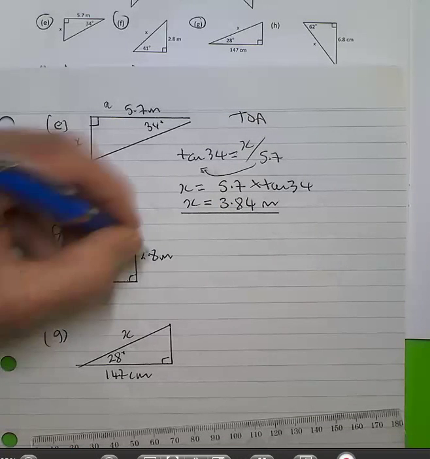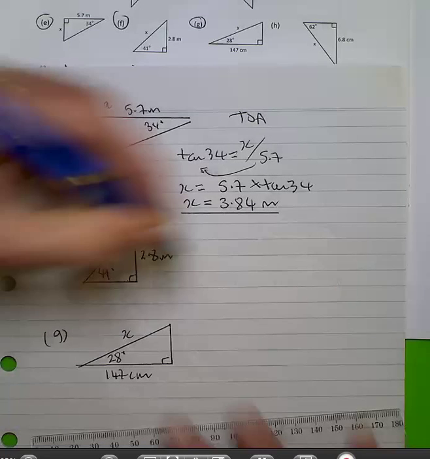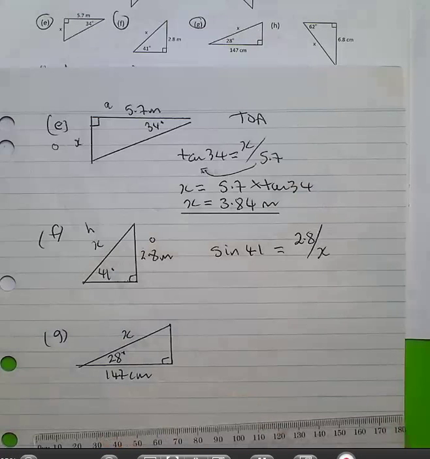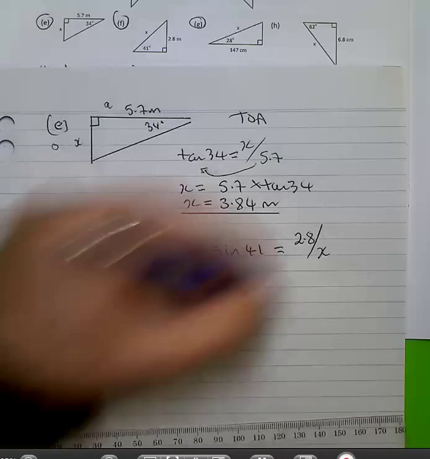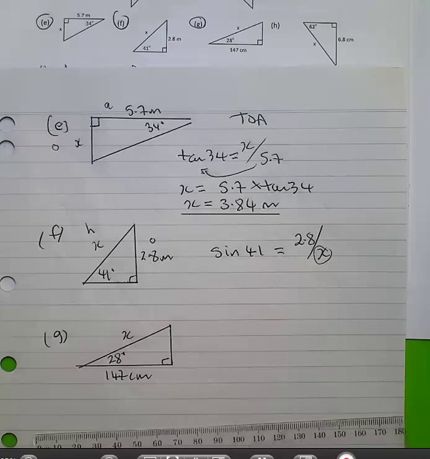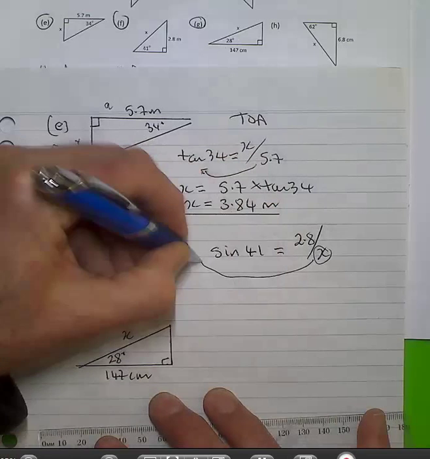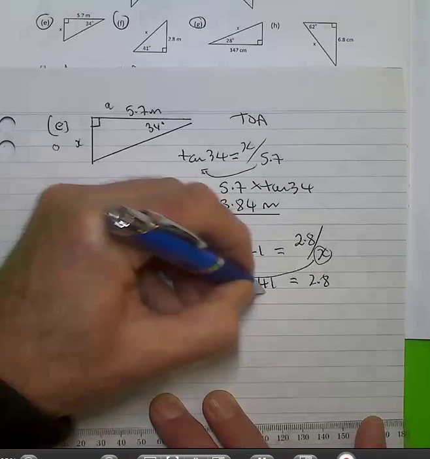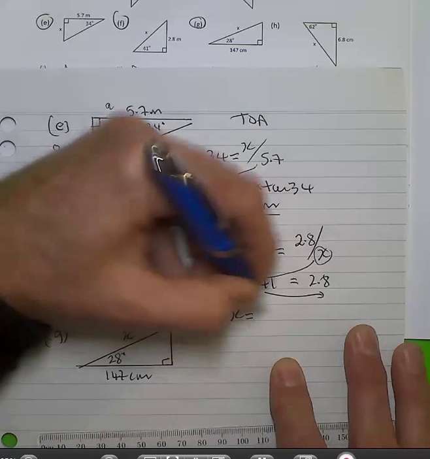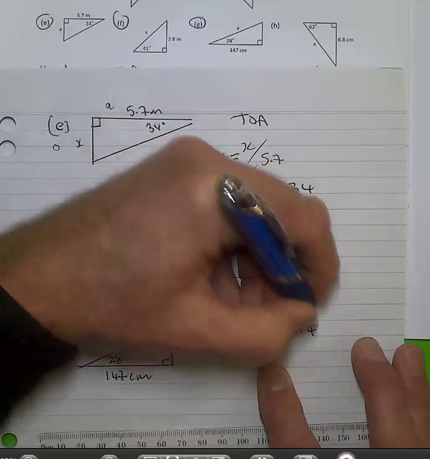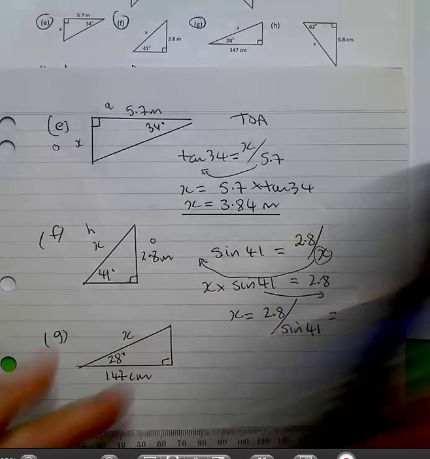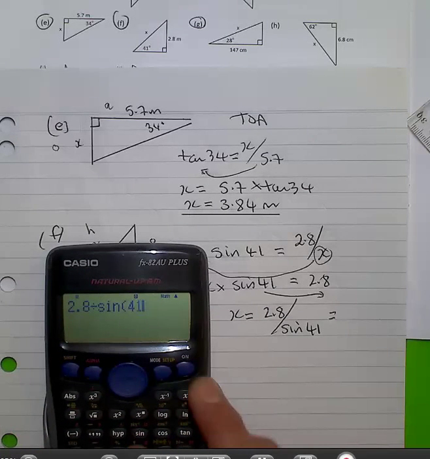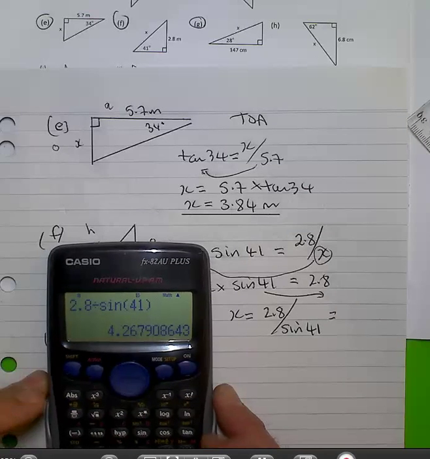Now in F, I'm dealing with the opposite and the hypotenuse. So when I write that down, sine of 41 is equal to 2.8 over x. This question differs from the others in that the x is on the denominator, or the bottom, if you like. So I'm going to multiply that through to the other side, and then divide by the sine of 41. So x is equal to 2.8 divided by the sine of 41. And that gives me 4.27 metres.